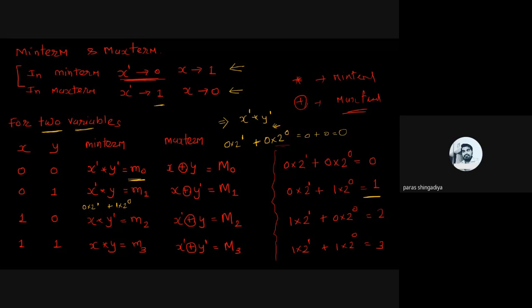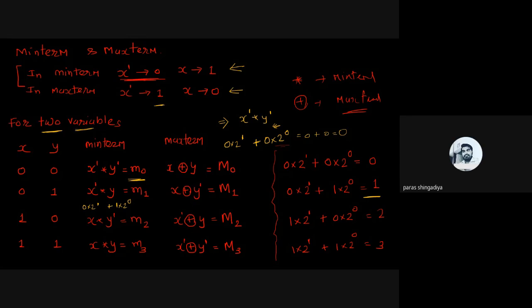Clear? Now the third one is 1 comma 0. So what is the Boolean expression for 1 comma 0? That will be x star y dash. Okay. x is the normal value because it is 1 here. X की value 1 है, and y is 0, therefore it is a complement. Okay. So x star y dash, and it is m2.